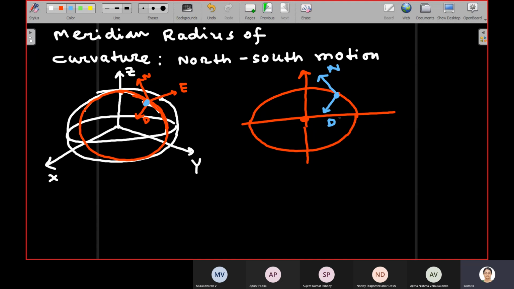Okay. Now at this point we find the best fitting circle to the ellipse. So this blue circle is the best fitting circle to the ellipse at that point. And the radius of that circle is the meridian radius of curvature. Okay, this definition is equivalent to what we defined on the previous page as the basic definition of radius of curvature. Okay.